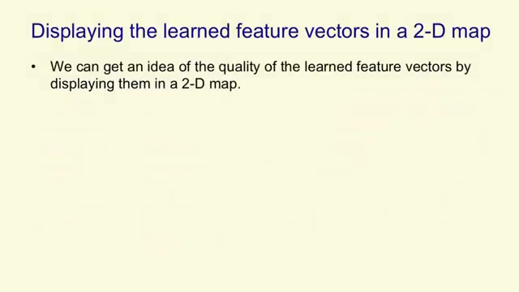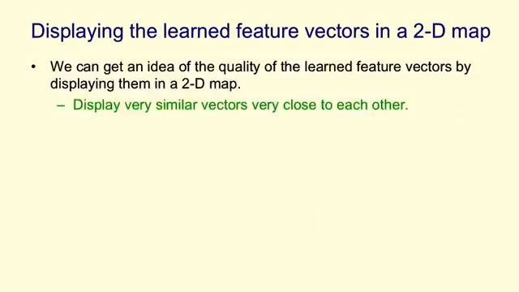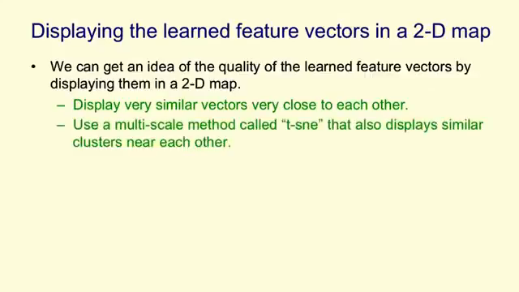One way of getting a sense of the vectors that they learn for words is to display the vectors in a 2-dimensional map. What we want to do is lay out the word vectors in such a way that very similar vectors are very close to one another. So then you'll discover what words the neural network thinks have similar meanings. We're going to use a multi-scale method called t-SNE. You can look up t-SNE on Google and discover how it works if you want. In addition to putting very similar words close to each other, t-SNE is also able to put similar clusters close to each other. So it gives you structure at many different scales.